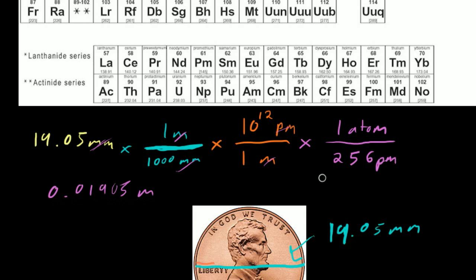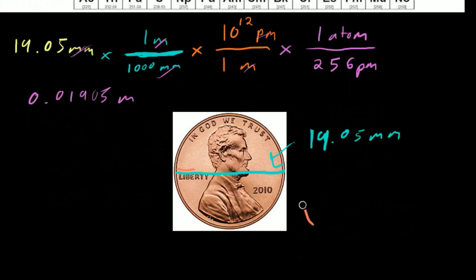So let me write that down. This distance right here is going to be equal to 74.4 million atoms. And you can think that's how many atoms, if you had a penny, and a penny is made out of copper, that's how many atoms, if they were all lined up just right in a line right across this penny. And again, this is only a 1 atom thick line across the center of our penny. If you had them all lined up, it would take 74.4 million atoms to make it from this side over here to this side over here.